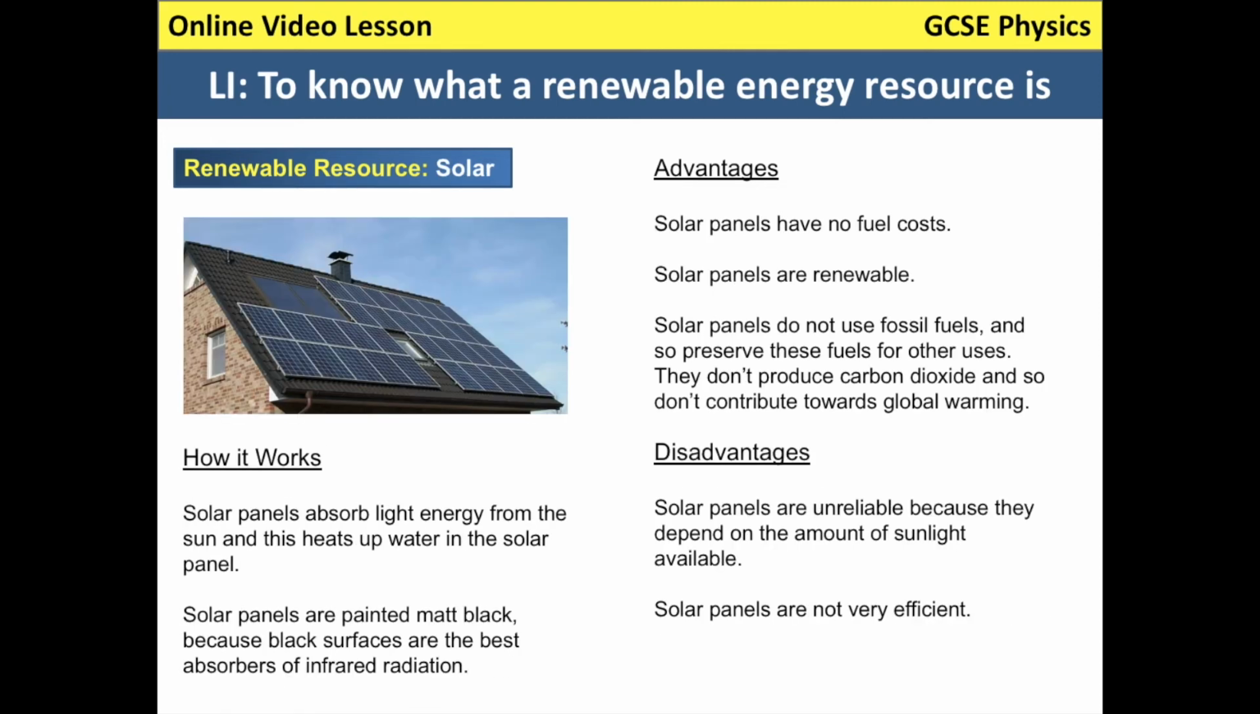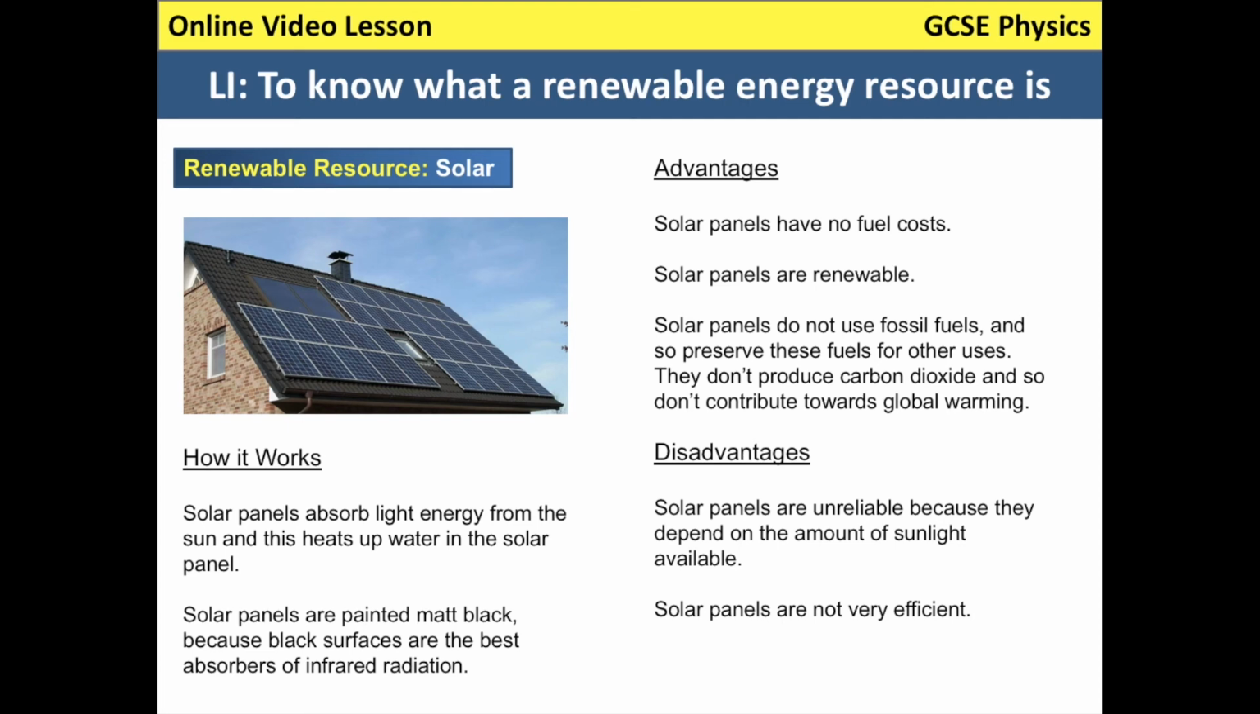Solar panels, certainly if you go for a walk around most estates now, you'll see at least one house that has solar panels on it. Solar panels absorb energy that is being transferred by light, and that will heat up water inside solar panels. The solar panels are usually painted matte black because matte black surfaces are the best absorbers of infrared radiation.